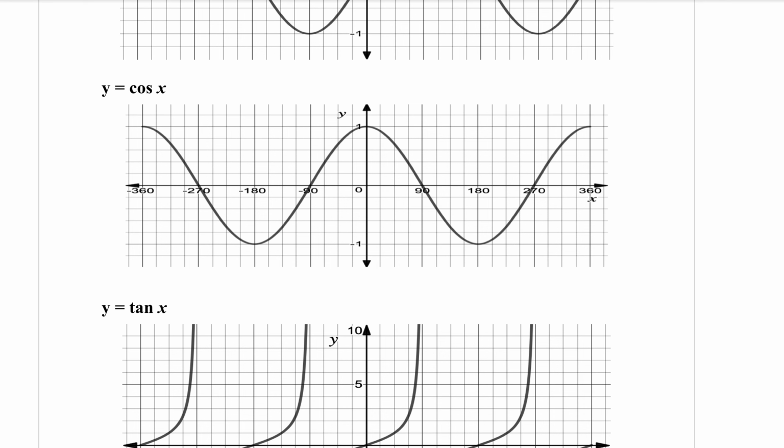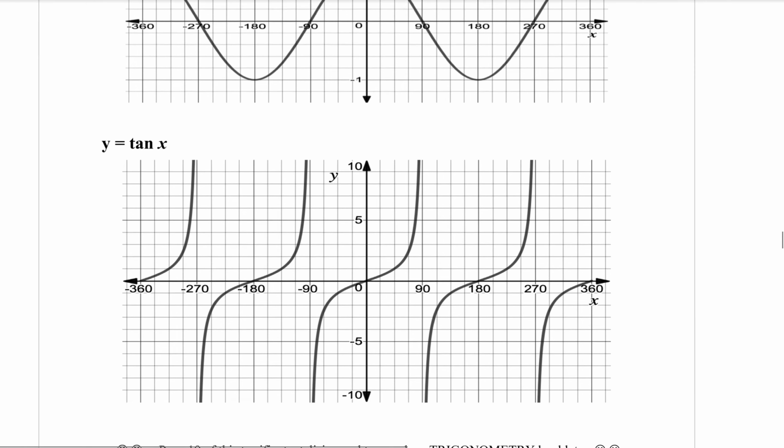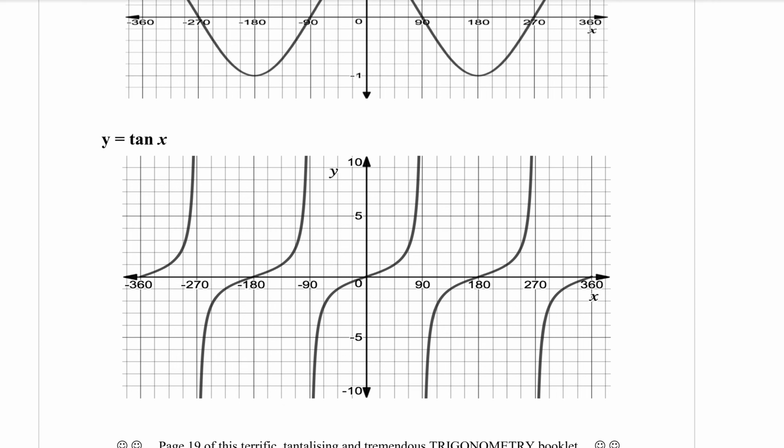Tan, however, is a much more interesting graph. And it has those asymptotes, which you can't see so well in here. So you should always draw on your asymptotes. So you've got one there at 90 degrees and 270 degrees.